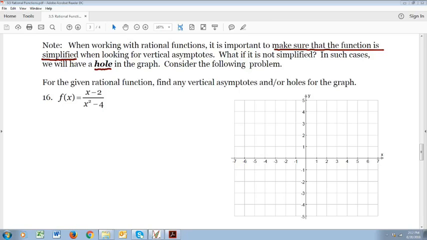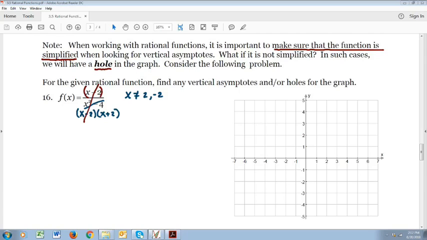Alright, so first of all, we should factor the denominator here. And so you can see that x cannot be 2 or negative 2 for this function. Those are restricted values that would make the function undefined. In other words, if you plug 2 or negative 2 in, you get an undefined expression. And so these are restricted values.